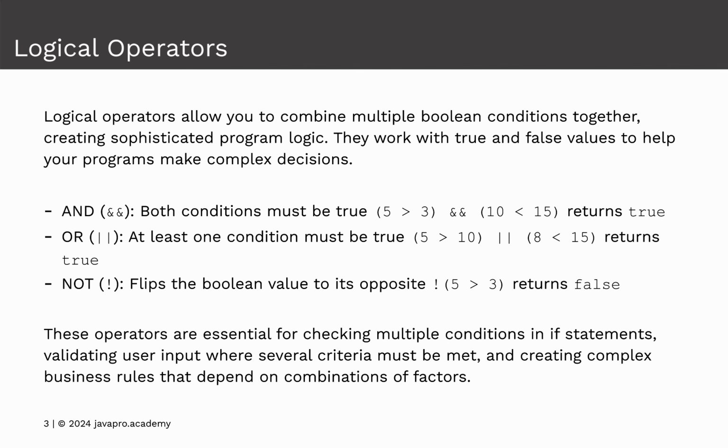Now that we've mastered relational operators and understand how to compare individual values, there's something crucial we need to understand, and that's logical operators. These operators allow us to combine multiple Boolean conditions together, which is essential for creating sophisticated program logic. Let me show you exactly how they work. Logical operators are special tools that work with Boolean values, which means true and false. They let us combine simple comparisons into more complex decision-making logic.